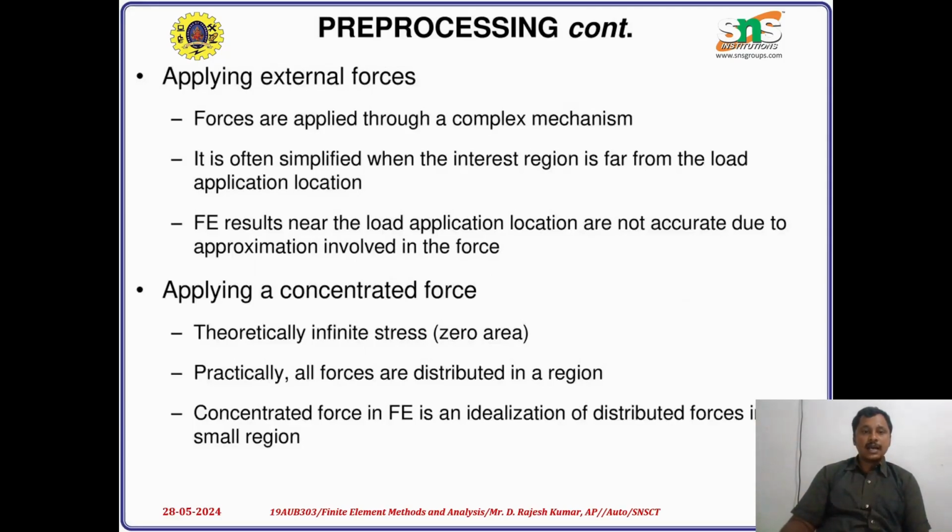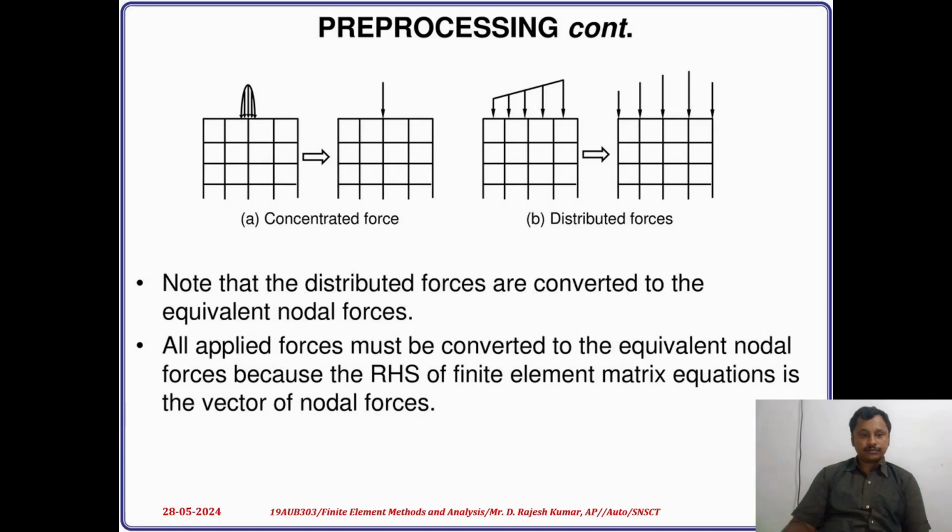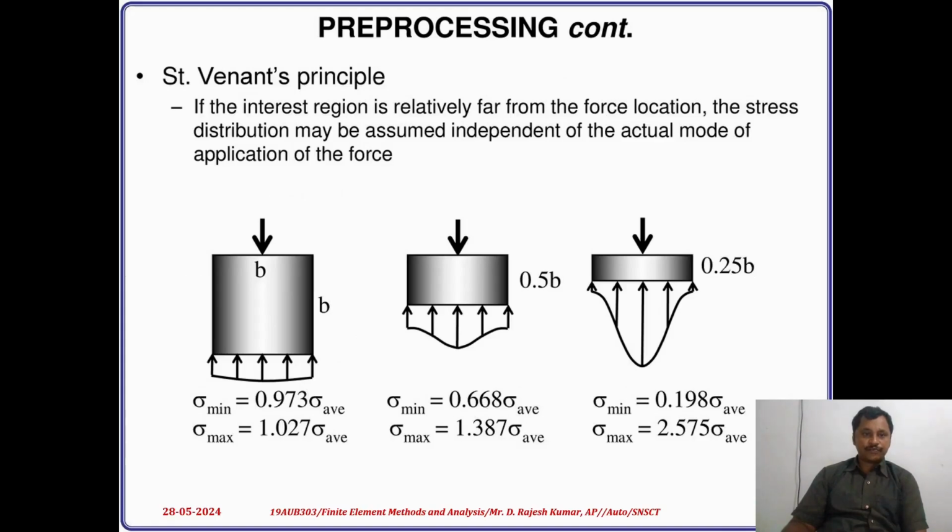So the next is about applying the external force. The forces on the boundaries are the areas where the structure is represented. So that is the applied external force and then the concentrated force. These are the next stage in the pre-processing part of the FEM. So this is how the concentrated force and the distributed force are applied. The type of force is also determined in the pre-processing stage.